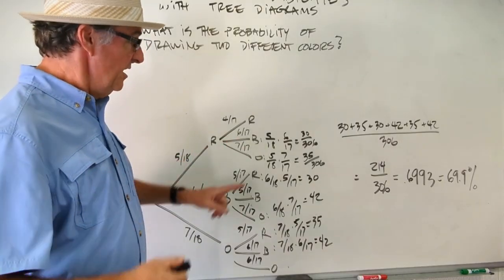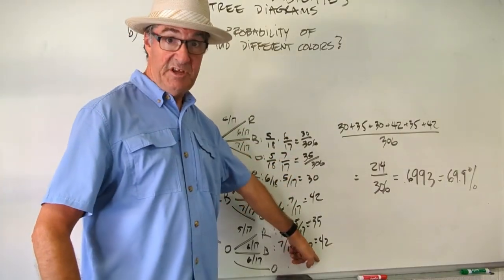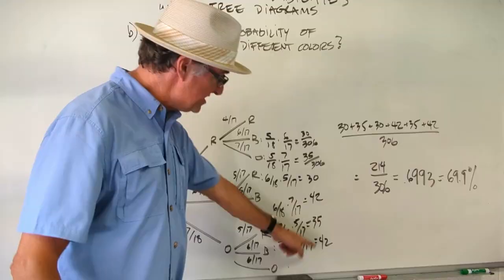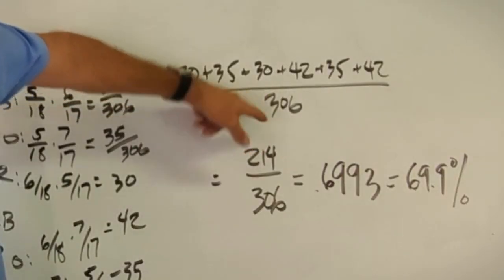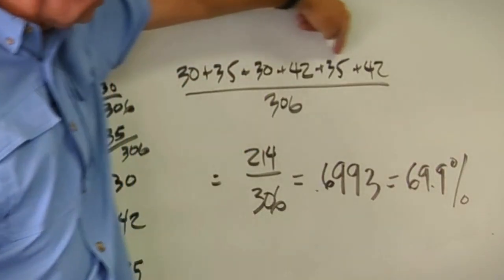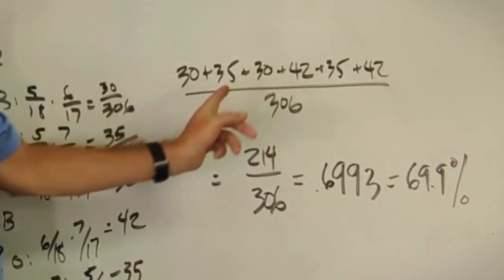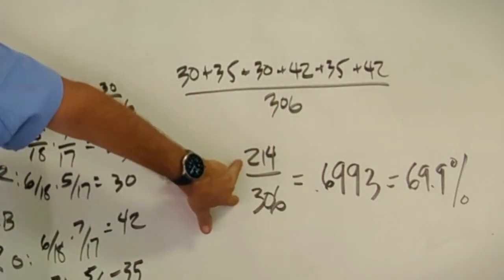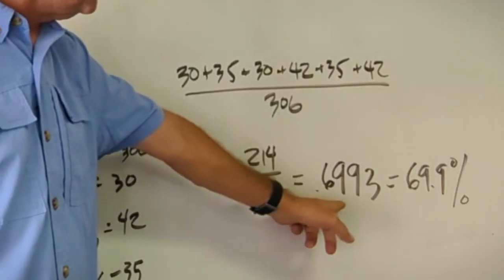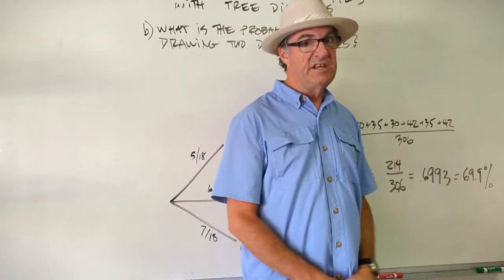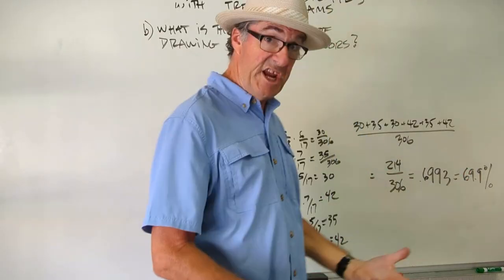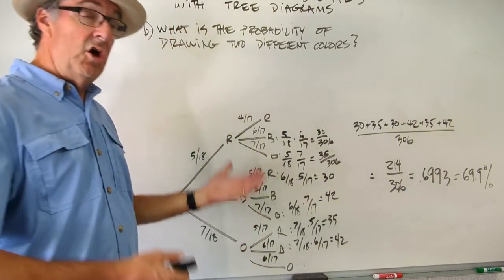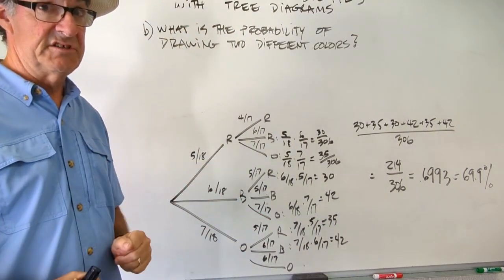So check this out. These are all over 306. So I'm just going to add all the tops together over 306. So this is all my tops right there. Put them over 306. So when you add the tops, you get 214 over 306. Now I can pull out the calculator, do my division, 0.6993, which is 69.9% chance of getting 2 different colors.